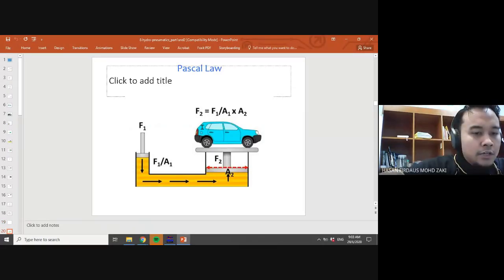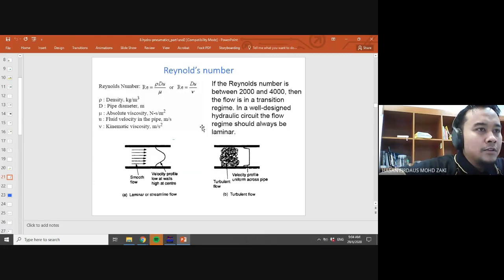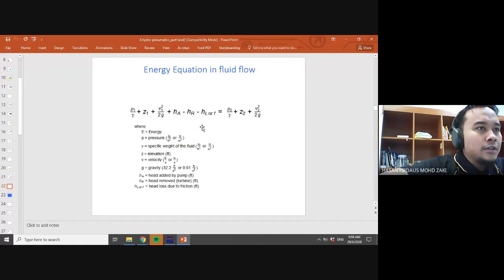This one is the theory, the calculation that you have gone through in your first year: Pascal's law, Reynolds number. Still remember in thermodynamics? We'll skip this. Energy equation. Still remember this equation? I think some of you just took thermofluid last semester. Thermofluid is, I think, 4 credit hours or something.